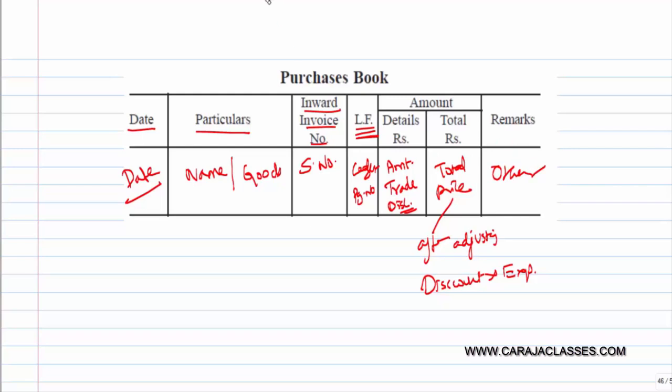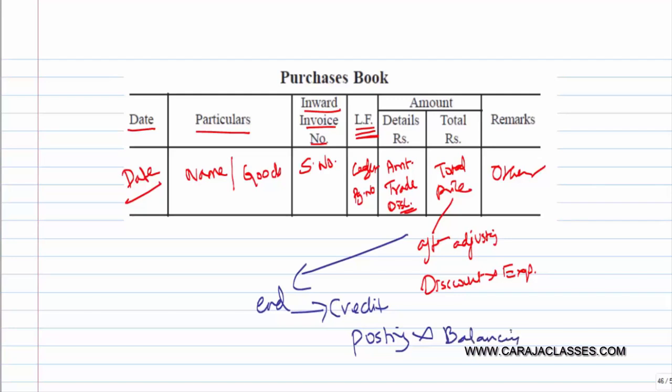At the end of each month, this purchase book will be totaled. This totaling will happen at the end of each month. This total actually shows the goods or materials which were purchased on credit. Once this totaling is done, we have to do the posting and balancing. So how do you do the posting and balancing?